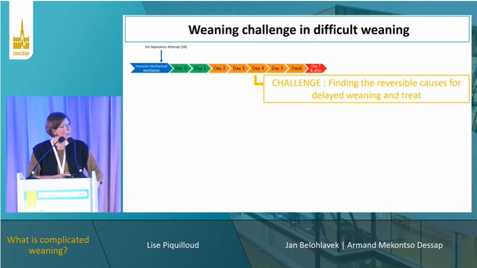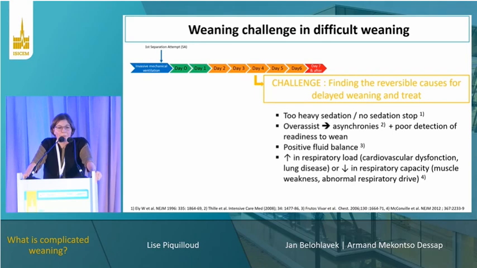What about difficult weaning? Those patients who need between 2 and 6 days to be separated from the ventilator. For those patients, the challenge is to understand why there is a delay when we really try to wean them. And we have to try to find all the reversible causes for delayed weaning and treat those causes. And if we look at the literature, we know what we have to look for. First, we have to fight against heavy sedation and the absence of stopping sedation, because those two things are related with prolonged duration of mechanical ventilation. We should avoid overassist, because overassist is associated with asynchronies, and asynchronies are associated with prolonged duration of mechanical ventilation.